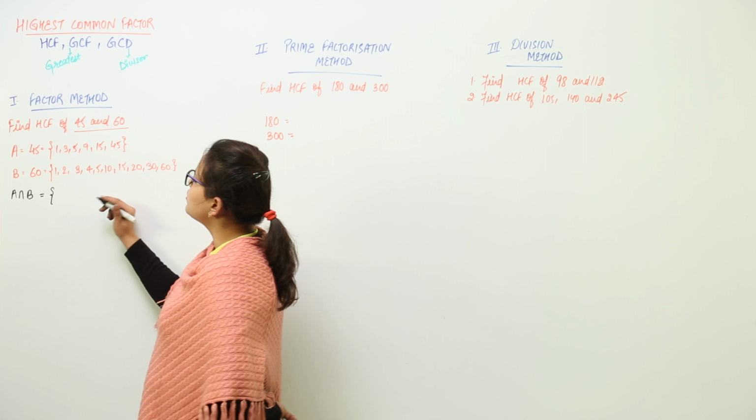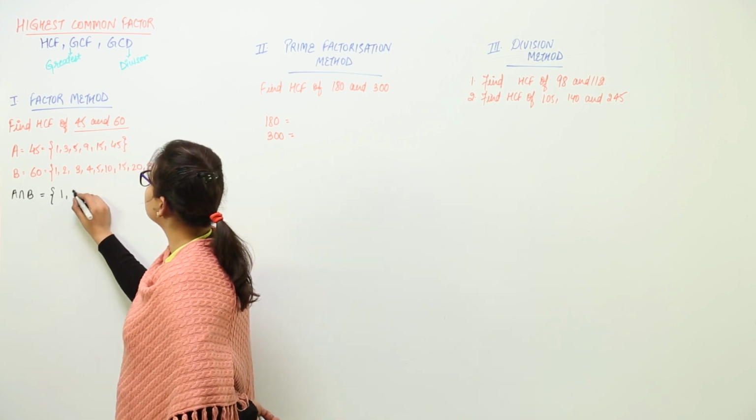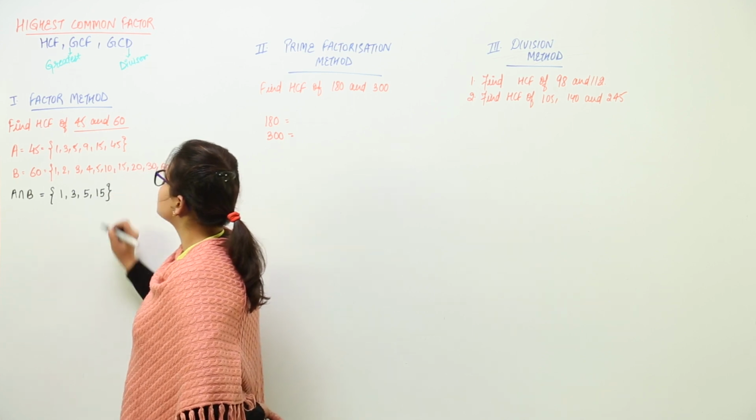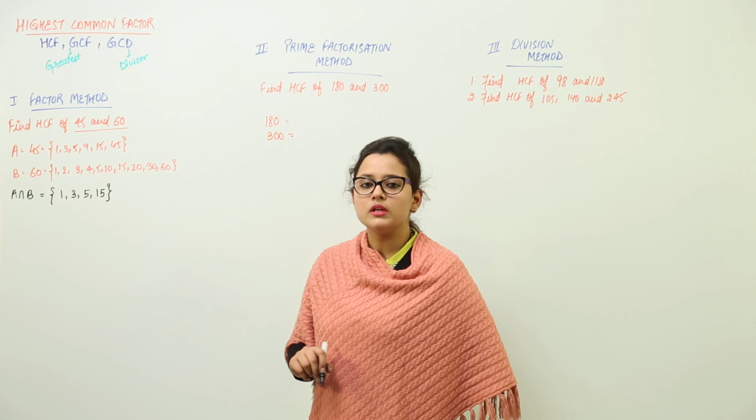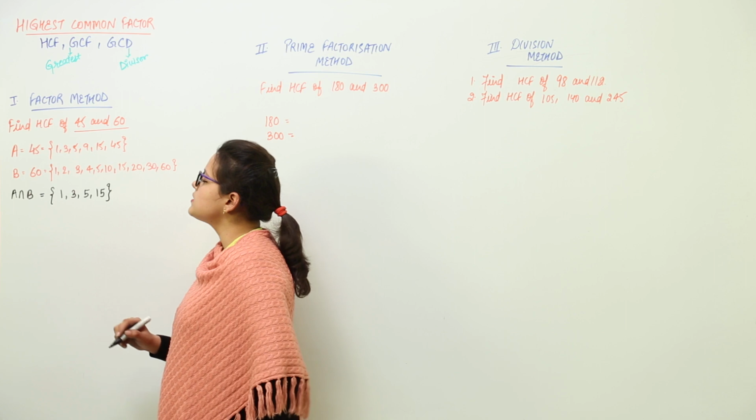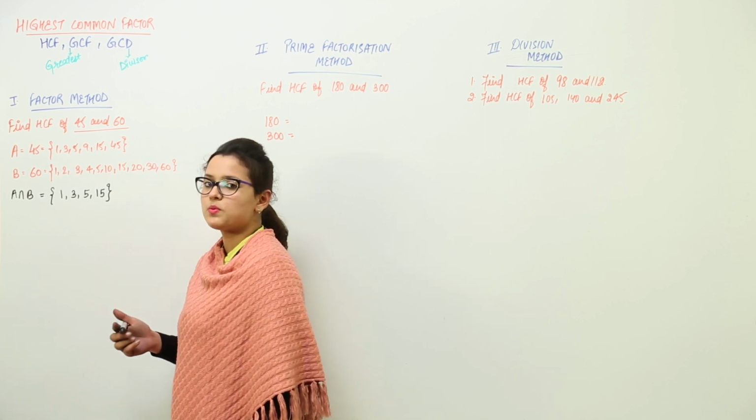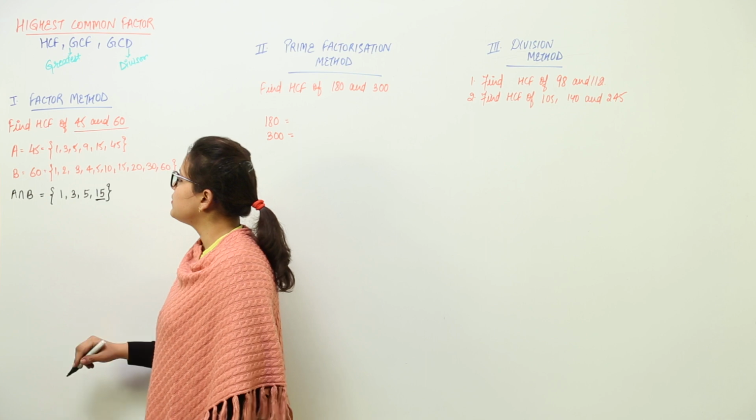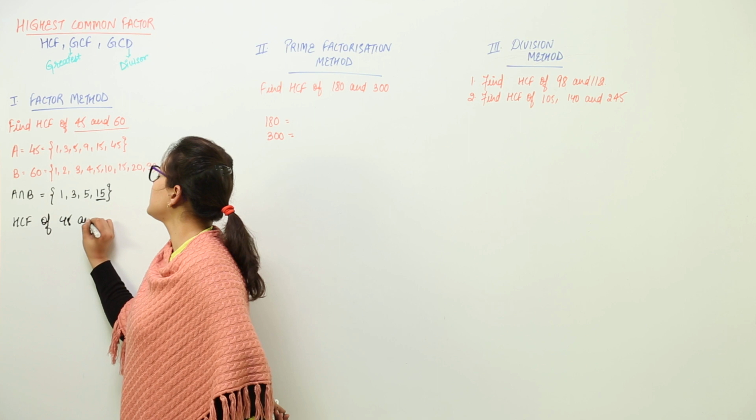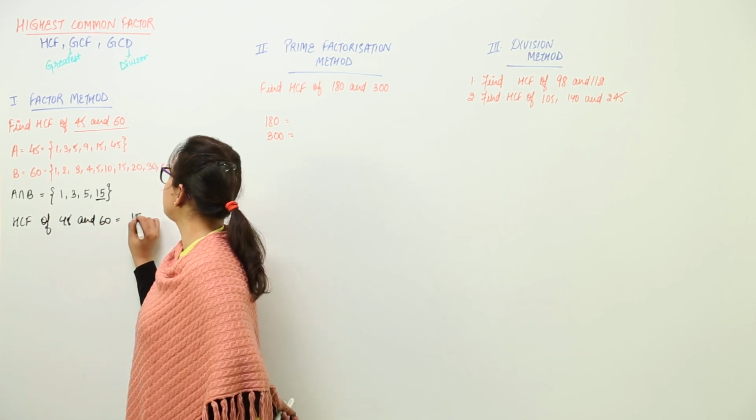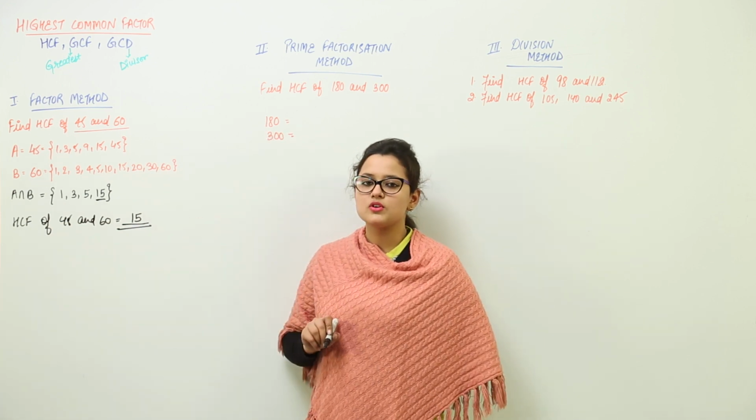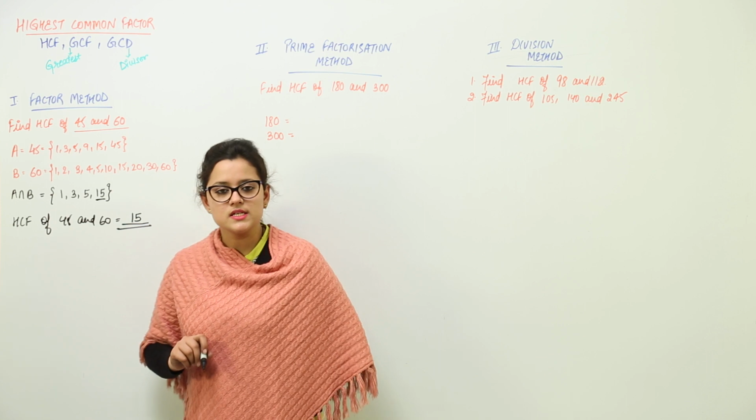So what is common to both? We can see 1 is common, and 3, 5 and 15 are common. So these are the common factors in set A and set B. Now out of these common factors, which one is the highest, or you can say the greatest? It is 15. So we can write over here that the HCF of 45 and 60 is equal to 15, because it was the highest value among all the common factors of both the numbers 45 and 60.